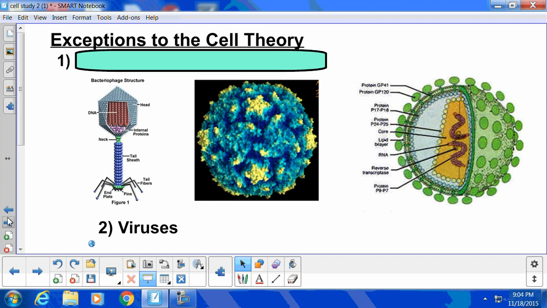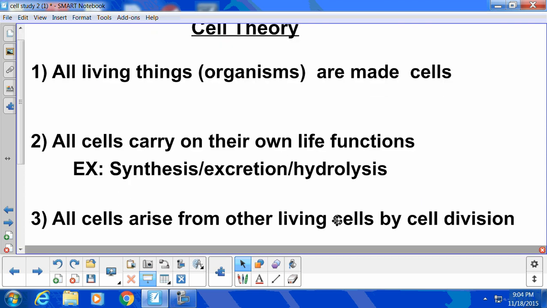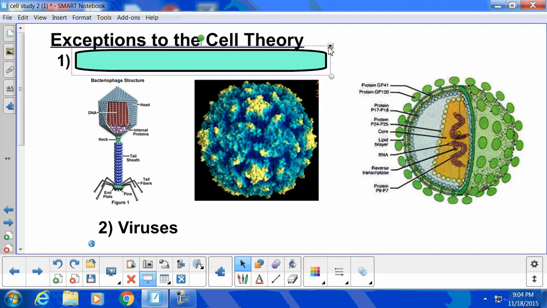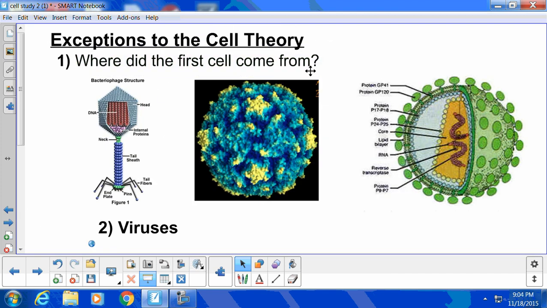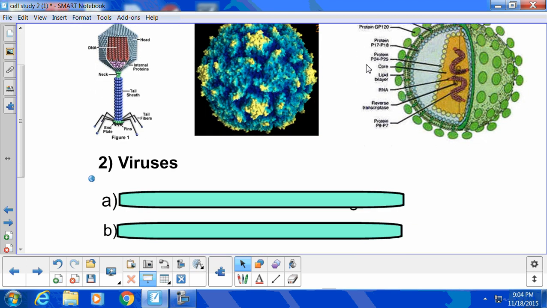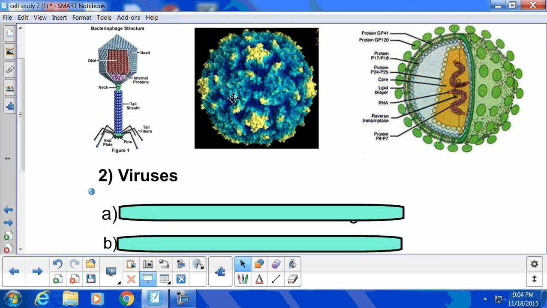Now, I just want to mention a couple exceptions to the cell theory. One exception would be, well, if all cells arise from other living cells by cell division, one question could be, hey, where did the first cell come from? And so the cell theory can't explain that, but when we get to evolution, science can sort of explain maybe how the first cell evolved, and we'll get to that, but the cell theory can't explain it.